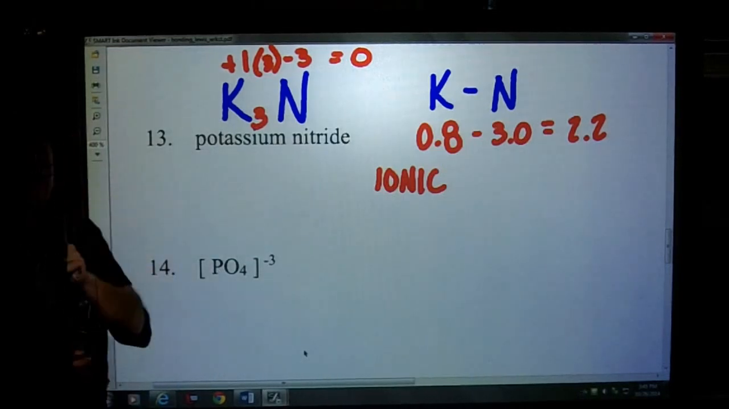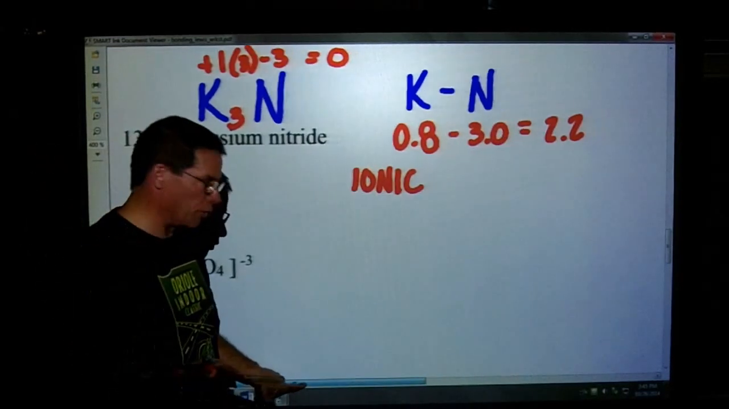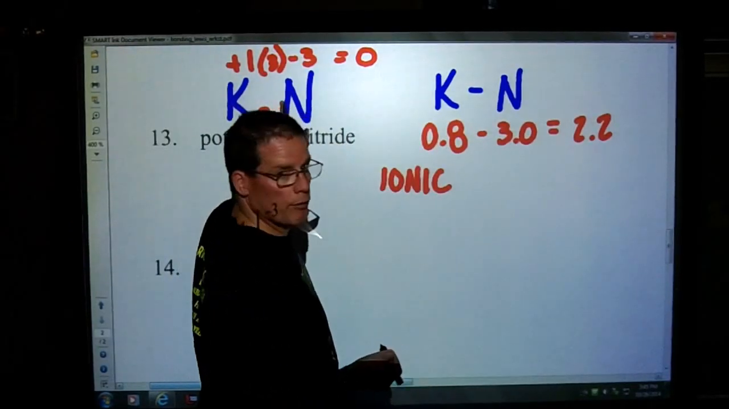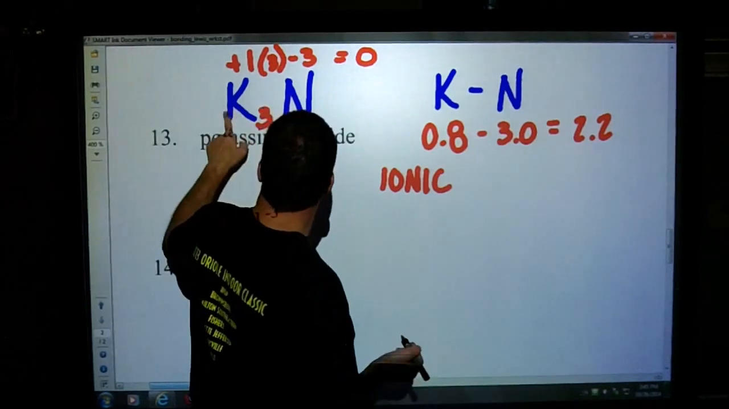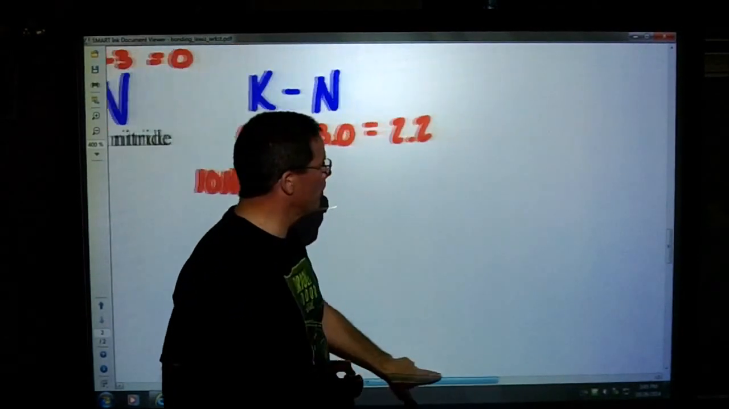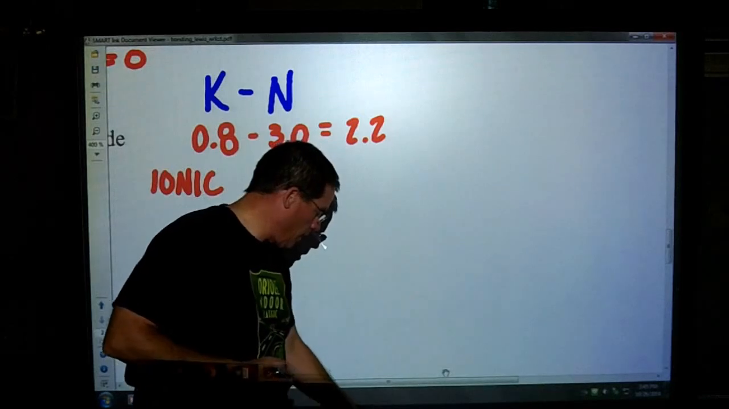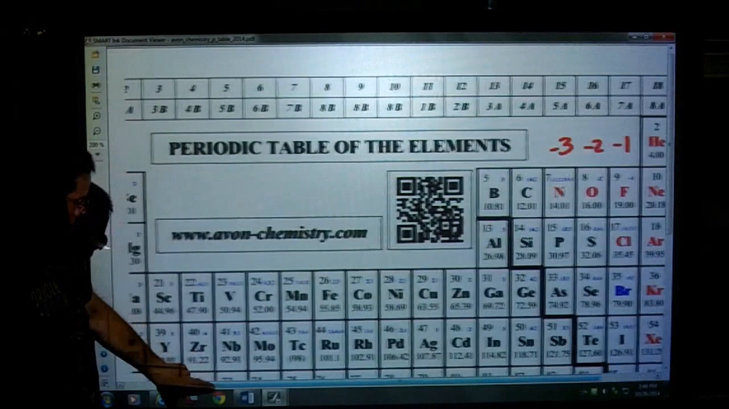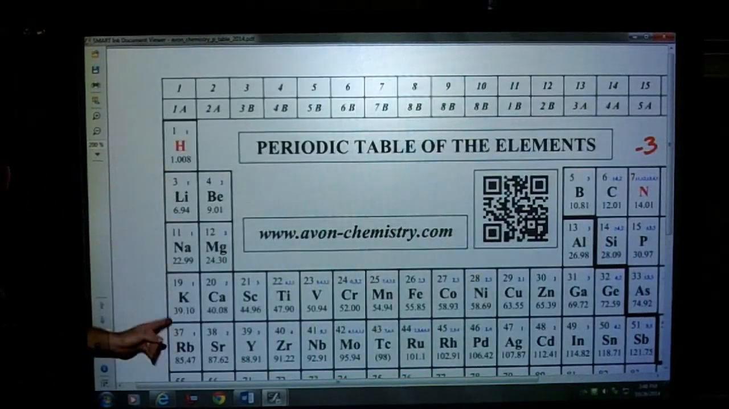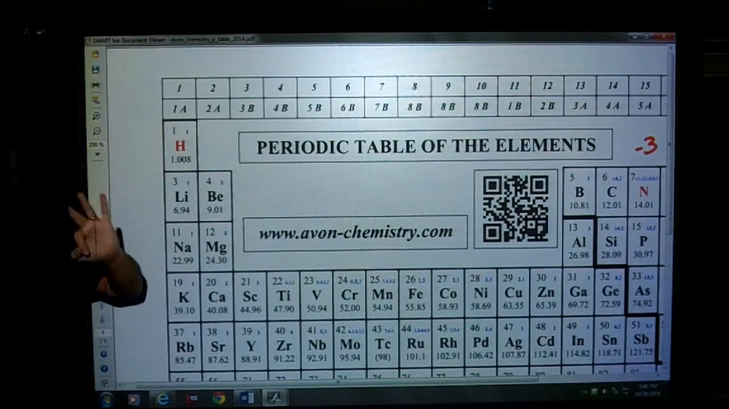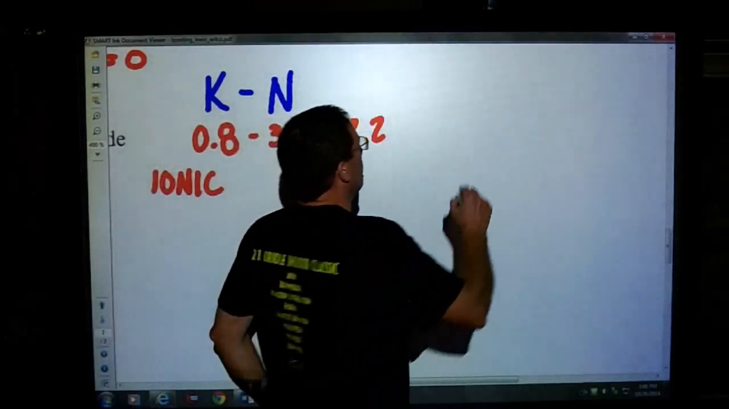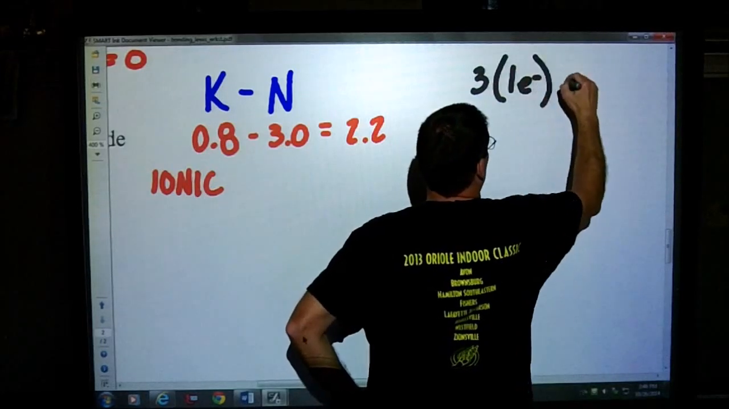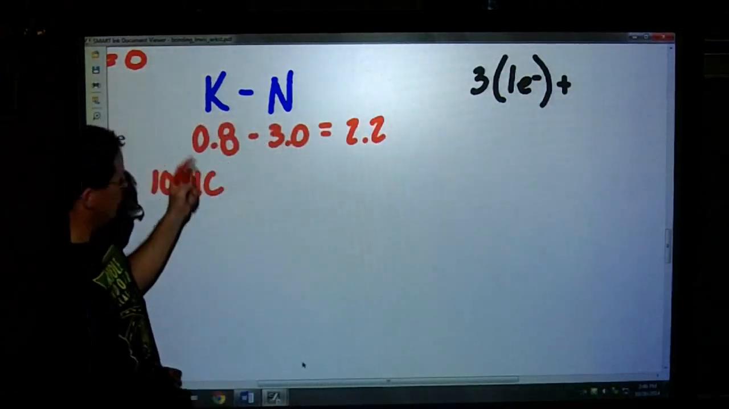All right, so let's find out how many valence electrons we actually have in this. We still have valence electrons. Based on our formula, and you have to do this first before you can determine valence, we have 3 potassiums and 1 nitrogen. So how many valence electrons does potassium bring? Very good, 1, but we have 3 potassiums. So that means that we have 3 potassiums plus how many nitrogens are in this compound?